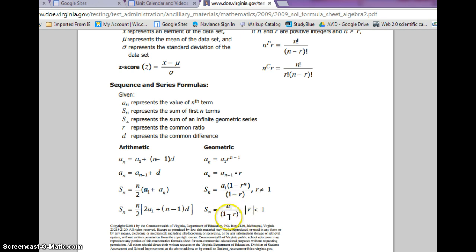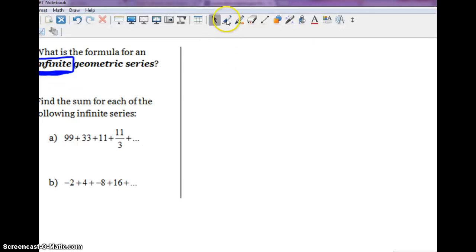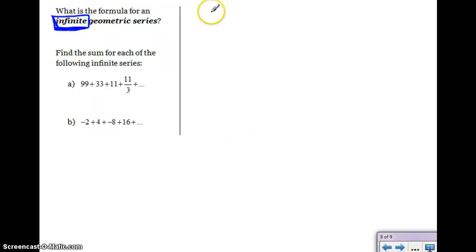We know that our ratio is r, but it tells me that the absolute value of r has to be less than 1. So in other words, I'm looking for an r value between -1 and +1, because absolute value always takes into account negative and positive. So let's go back and write that on our paper. For an infinite geometric sequence, the sum is your first term divided by 1 minus your r, but r has to be between, okay, because the absolute value is less than 1, which means r has to be between -1 and +1.